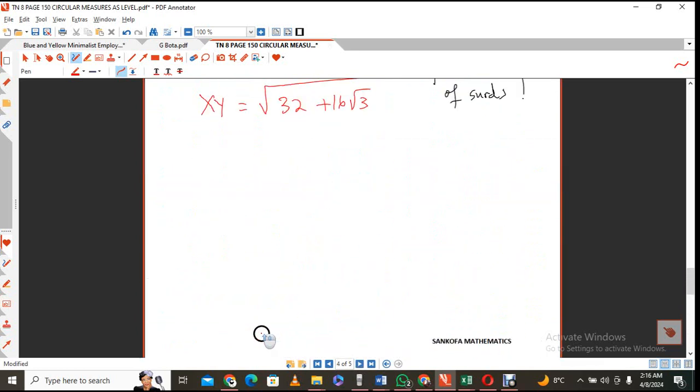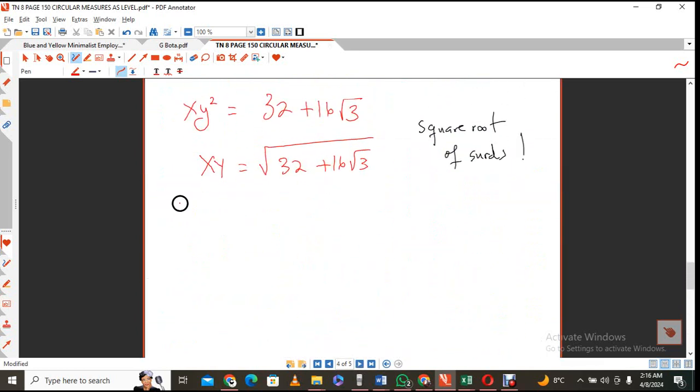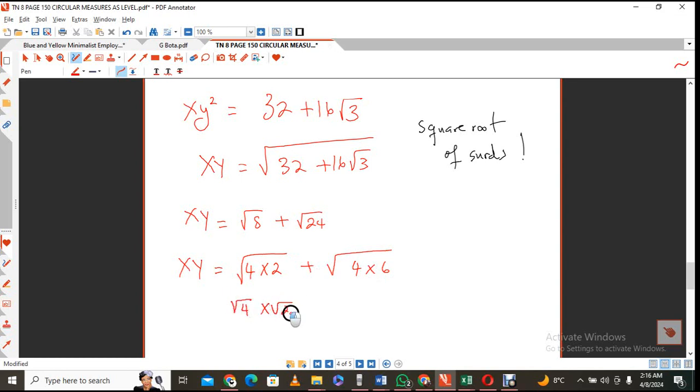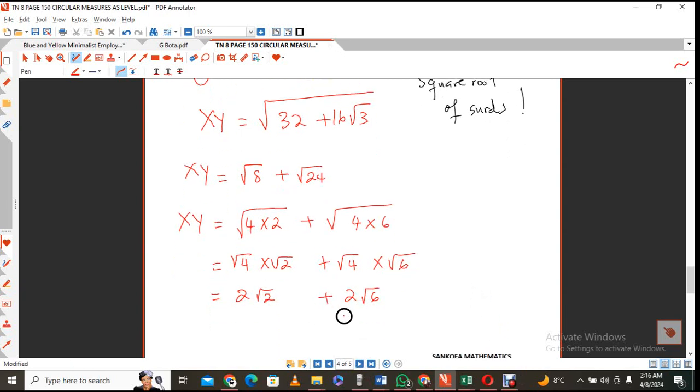So if I go back, we said the answer is the square root of 8 plus the square root of 24. Now remember, if you have the square numbers 4 times 2 plus 4 times 6, this is the same as the square root of 4 times the square root of 2, plus the square root of 4 times the square root of 6. So this is 2 root 2 plus 2 root 6. And that is our final answer in this particular case.